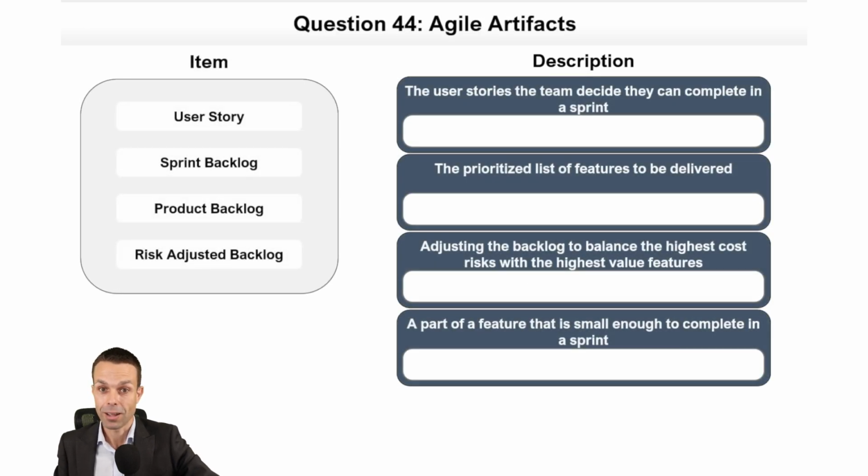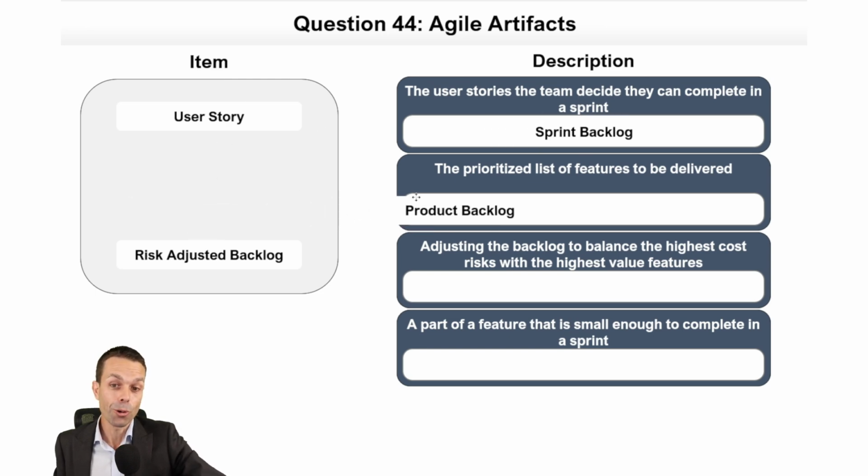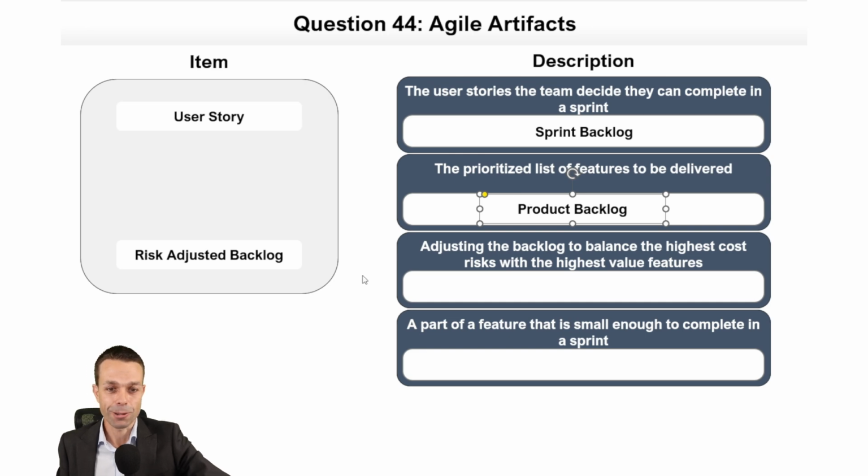All right, number 44, some more Agile artifacts. Some of my favorite artifacts, actually. The user stories the team decides that they can complete in a sprint. That's going to be our sprint backlog. The prioritized list of features, that's our product backlog. And who owns the product backlog? Can you tell me? It is the product owner, exactly right.